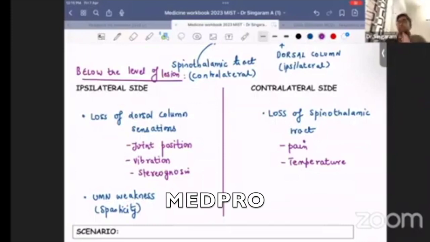Please remember, for your exam levels, whenever they ask you about Brown-Sequard syndrome, it is always related to features below the level of lesion. One is ipsilateral, another one is contralateral. On the ipsilateral side, you will have loss of dorsal column sensation as well as weakness of the affected limbs on the same side. And contralaterally, you will have loss of pain and temperature on the opposite side due to spinothalamic tract sensation getting affected. Let this be very, very clear.